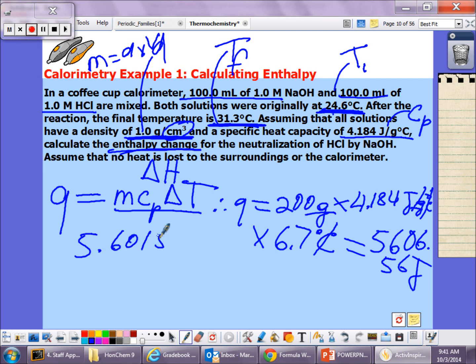5.601. If we do significant figures, I should start with only 2 significant figures. It's 5.6. It is 5.6 kilojoules per mole. So this is your answer.